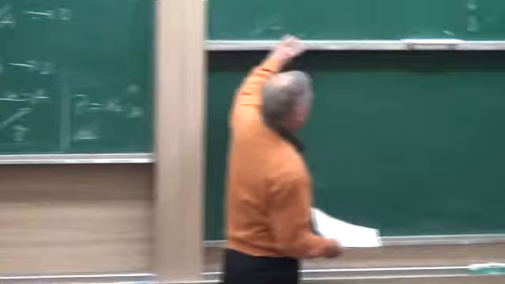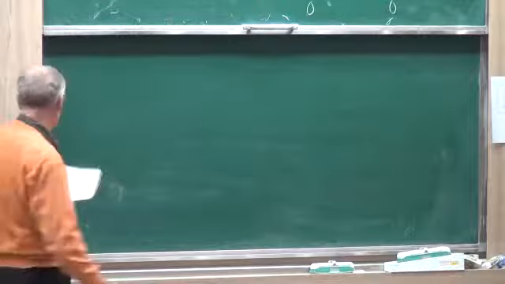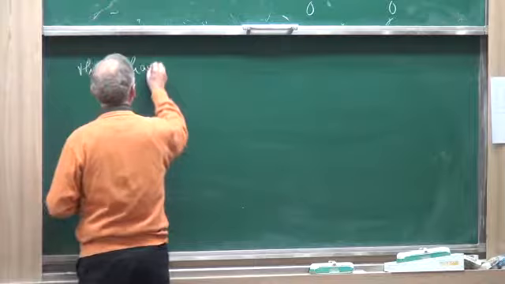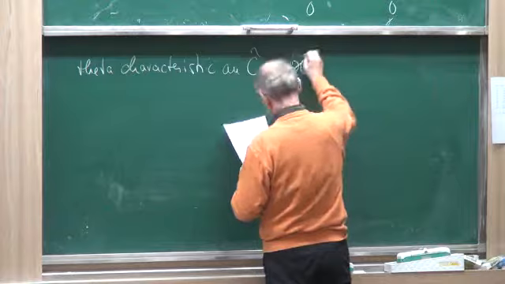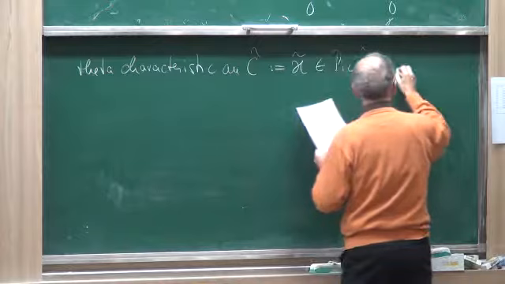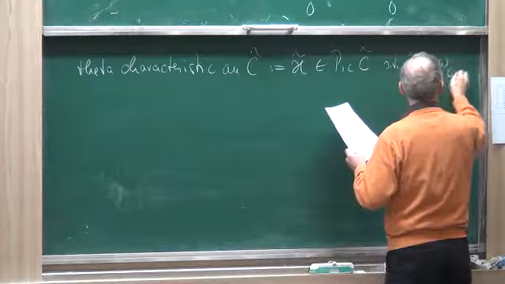Okay, for this we need some definitions. A theta characteristic on C tilde, I call this kappa tilde, is by definition an element in Pic of C tilde whose square is the canonical bundle. This is by definition a theta characteristic, okay?